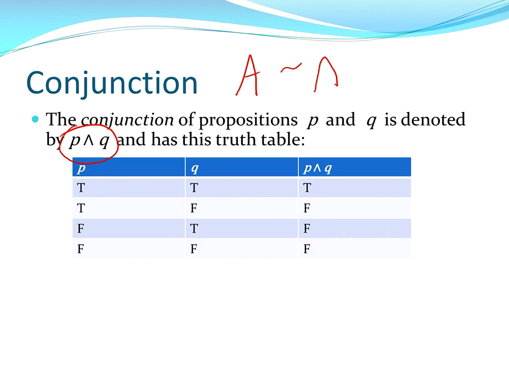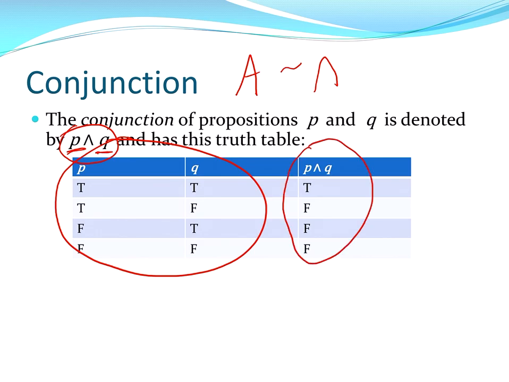Since we have two atomic propositions in the conjunction, we have to have a larger truth table to capture all possible values of P and Q. So P and Q can be true-true, true-false, false-true, and false-false. So the table is a little bit larger. And the conjunction value for those values is: it is only true when P and Q are both true. And if P and Q aren't both true, then the conjunction of P and Q is false.